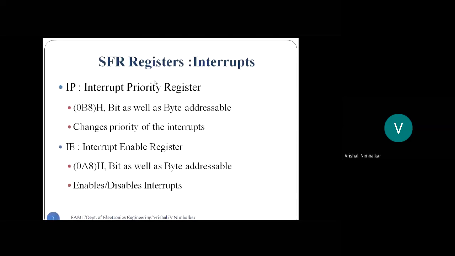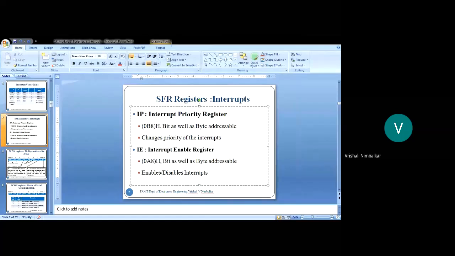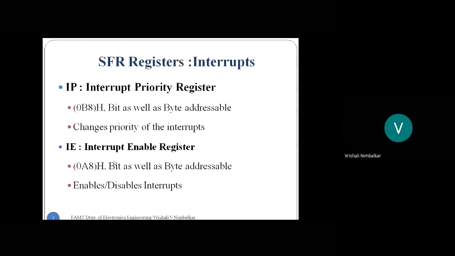There are two SFRs related to interrupts, and that is IP, interrupt priority register, and IE, interrupt enable register. So from the name, see here, interrupt priority register, it is going to change the priority. Programmer can decide who should have the priority. The address of the SFR is B8 hex. It is bit as well as byte addressable.